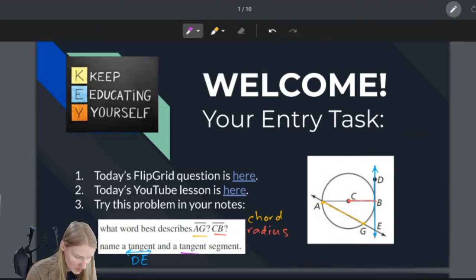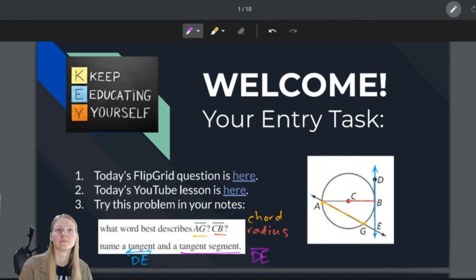And now a tangent segment. Well, we could just do DE segment, and no arrows on the top. Awesome. So now we're just talking about this part of the line. Yeah, that works. You could have picked DB, could have picked BE, could have picked a lot of things. Doesn't matter. Alrighty, thanks for doing that with me.